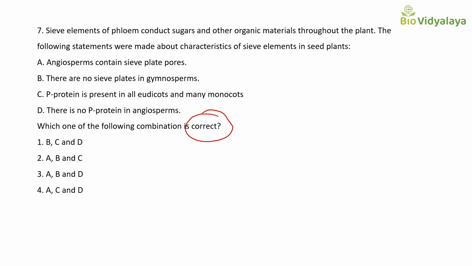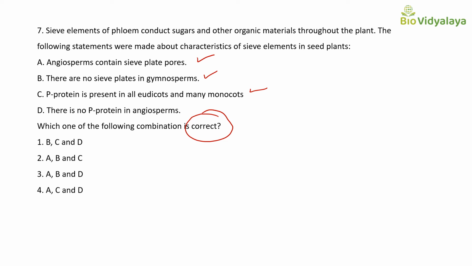Some statements about sieve elements are given. First statement: angiosperms contain sieve plate pores. This is correct. In angiosperms, sieve plates are present. And there are no sieve plates in gymnosperms. This is also correct. In gymnosperms, instead of sieve plates, sieve areas are present. Then next, C: P protein is present in all eudicots and many monocots. This is also correct. P protein is present in dicots and monocots. So statement C is also correct.